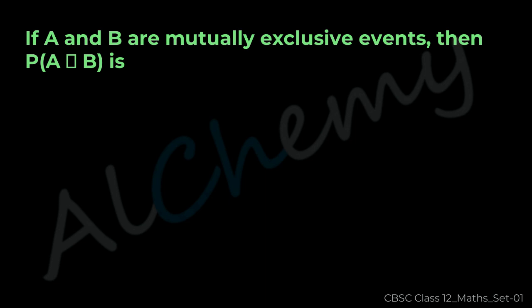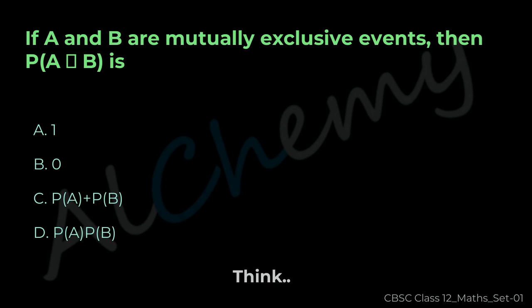If A and B are mutually exclusive events, then P(A and B) is: A: 1, B: 0, C: P(A) plus P(B), D: P(A) times P(B). The correct answer is B, 0.